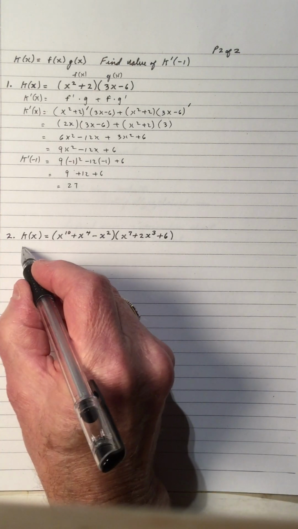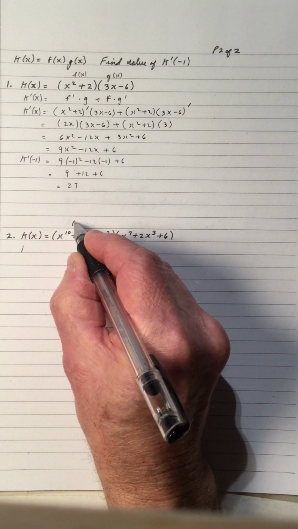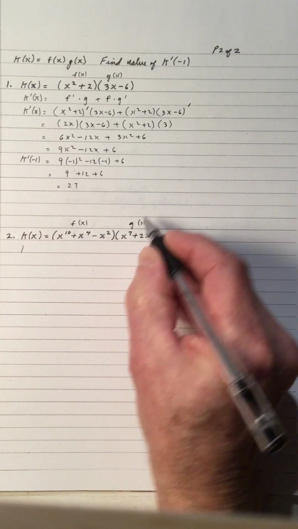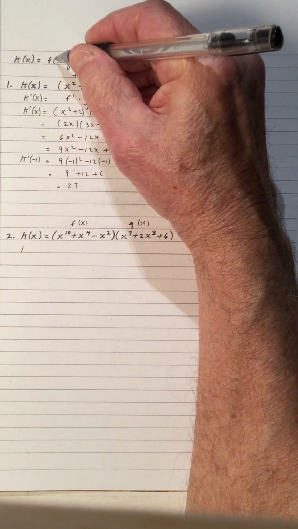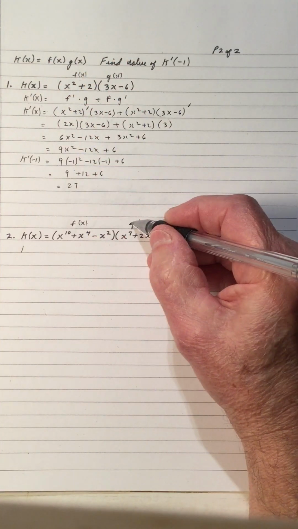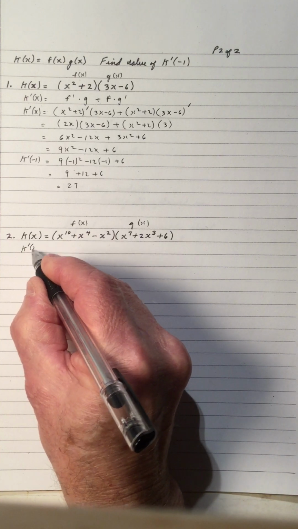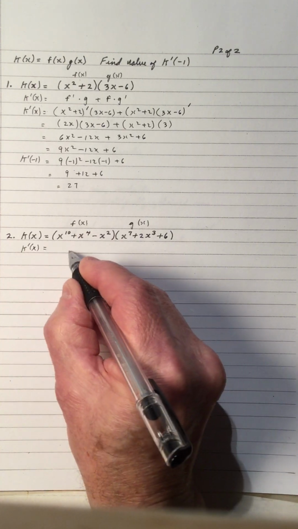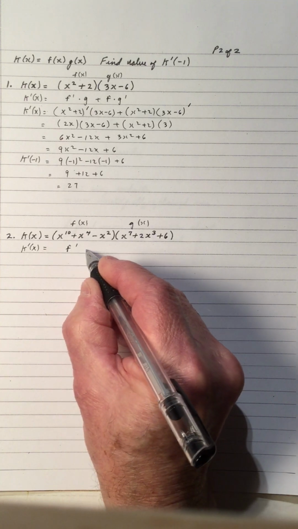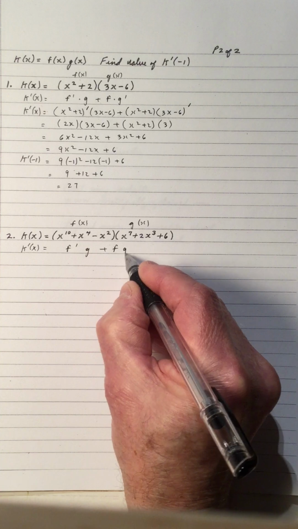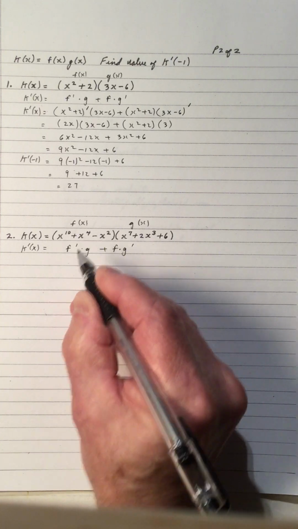Let's see what the derivative is. So this is the f of x, and this is the g of x, because it says k of x is f of x times g of x. So the k derivative is f prime times g, add on f times g prime.